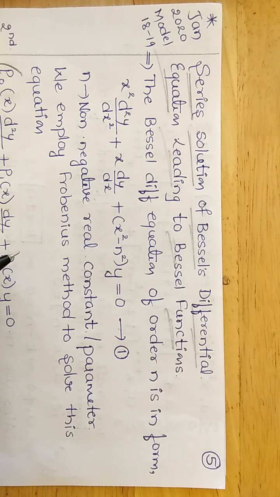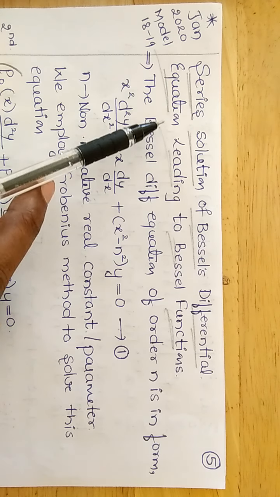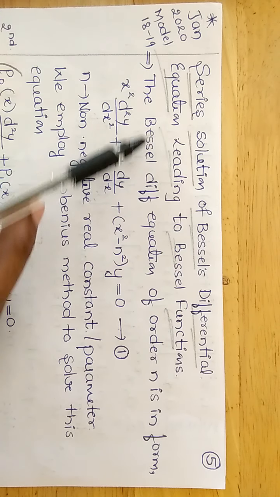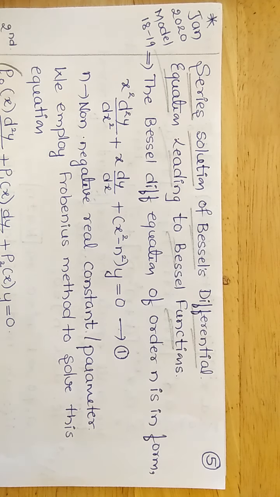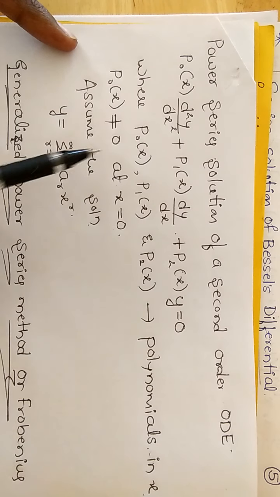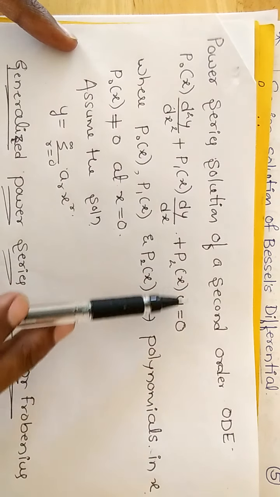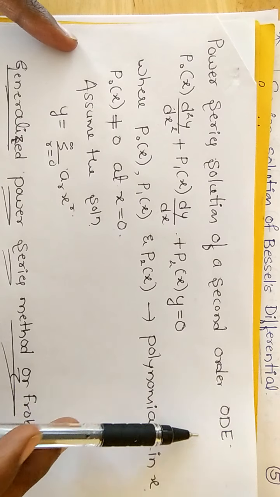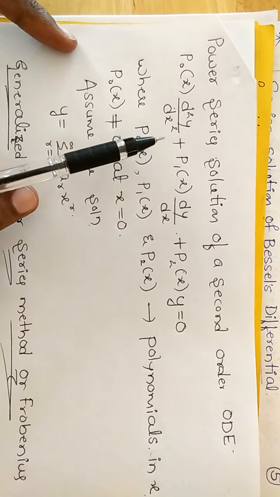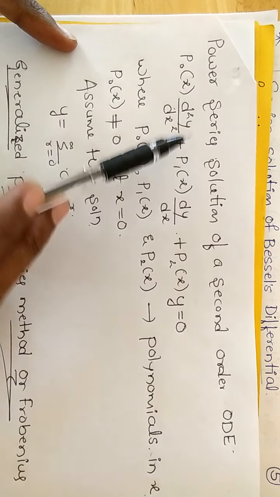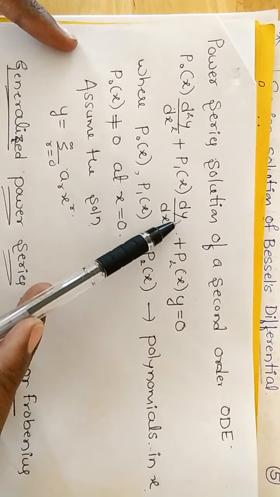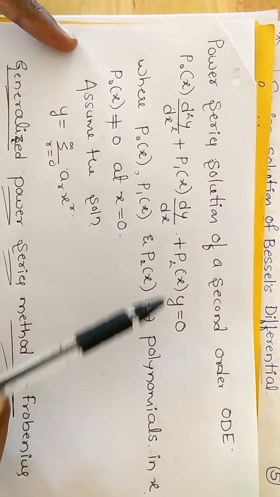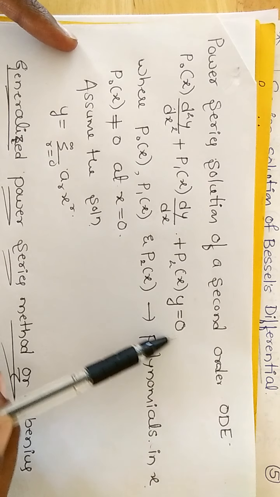Hi friends, now I am going to deal with the series solution of Bessel's differential equation leading to a Bessel's function. Before I start with the Bessel's function, I have to go with the power series solution of second order ordinary differential equation, which is of the form P0 of x into d square y divided by dx square plus P1 of x into dy by dx plus P2 of x into y is equal to 0.